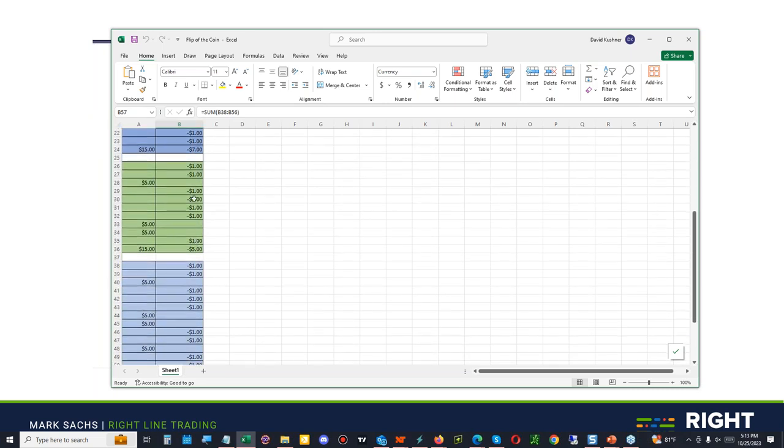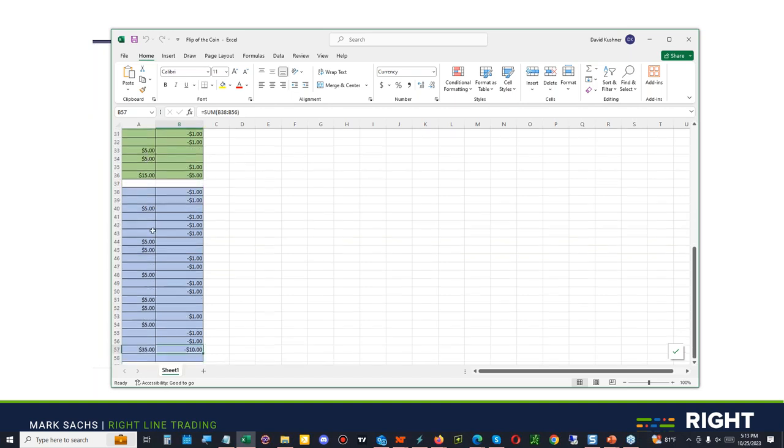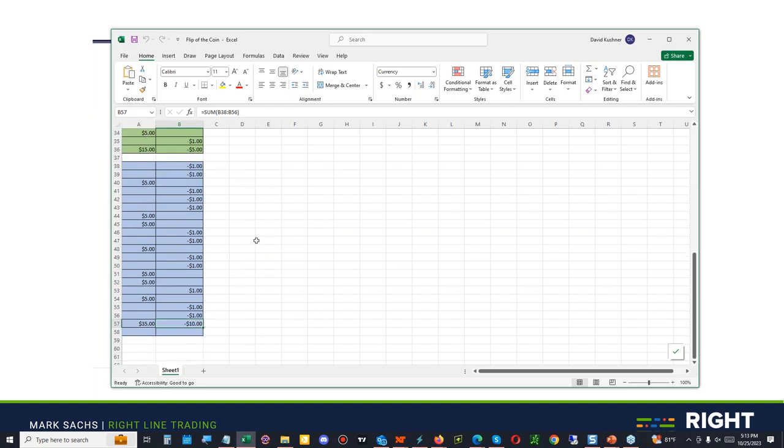And we did it again, right? Bottom line is we had 1, 2, 3, 4, 5, 6, 7 losers and three winners, right? Then we said, you know what? Let's do it 20 times. Right? We lost $10 and we made $35.